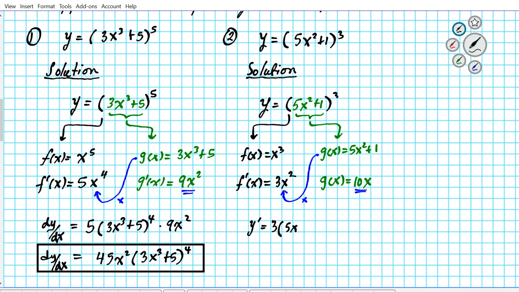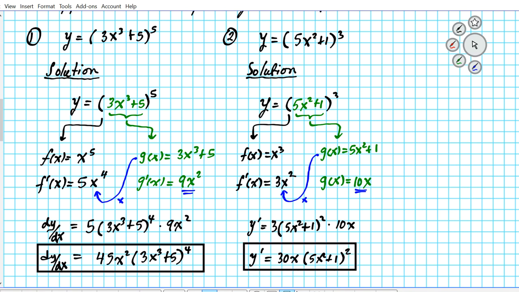So y prime, which is the same thing as dy/dx, is 3 times the quantity 5x squared plus 1, quantity squared. This is the derivative of the outer evaluated at the inner, times the derivative of the inner, 10x. So your final answer, y prime, is going to be 30x times the quantity 5x squared plus 1, quantity squared, and that's the answer to question number 2.